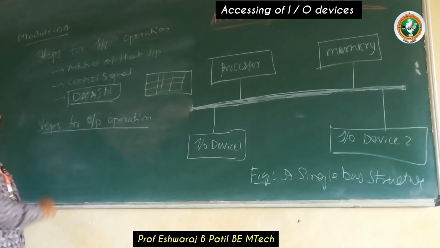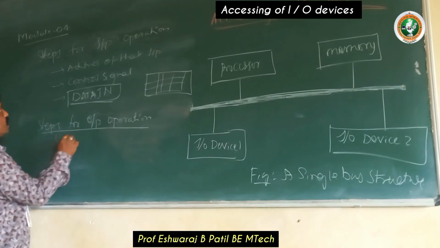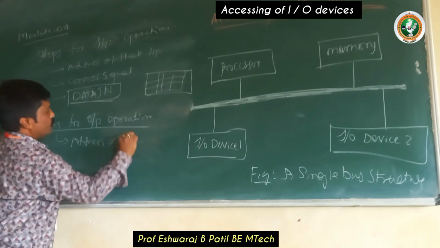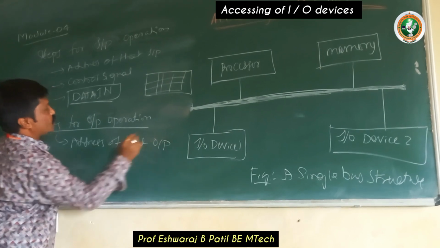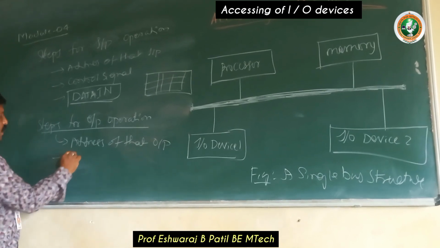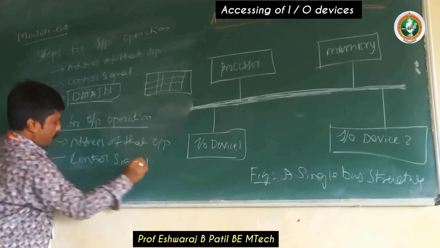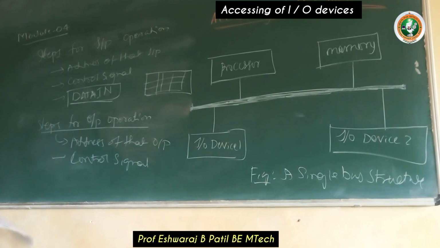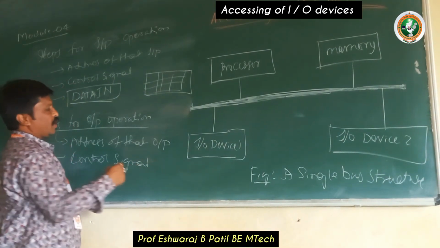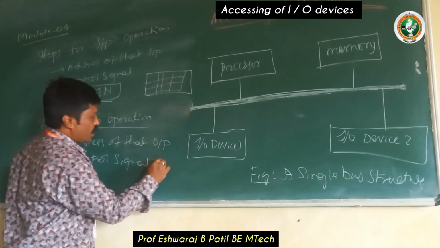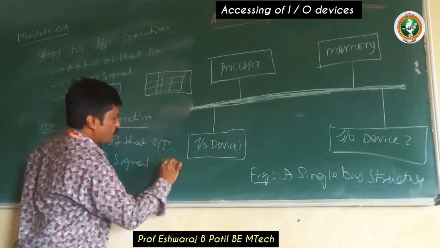Similarly, if you want to communicate with output devices, the same steps apply. The address of that particular output device has to be given. Next, the control signal has to be activated and generated in order to communicate with the processor. The control signal of that particular output device has to be sent toward the CPU.